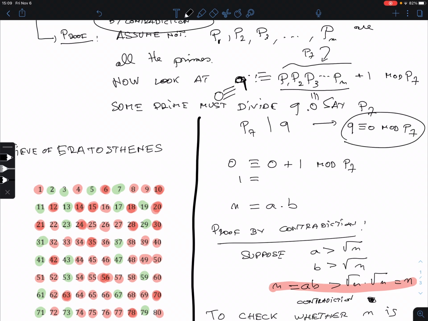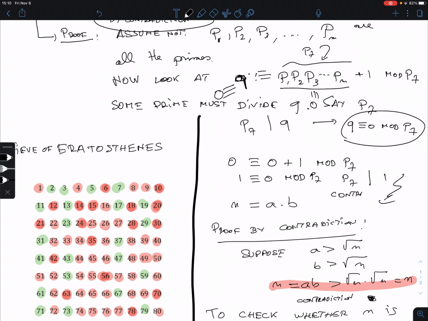What does this mean? That means that 1 is equivalent to 0 mod P7. This means that P7 divides 1. But that's impossible. Here we go with our it's impossible. That's a contradiction, because no number divides 1. That's why we ruled out 1, right? It has no divisors. It cannot be factored. Well, 1 times 1, but that's not a factorization, right? Okay, so that's the proof that Euclid gave. It's a proof by contradiction.